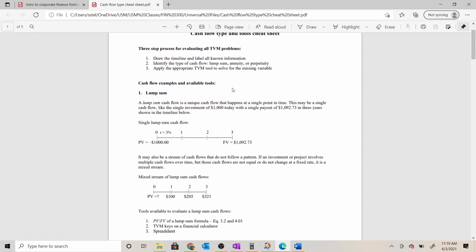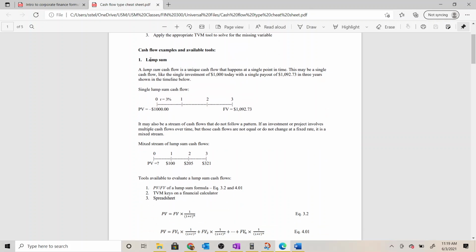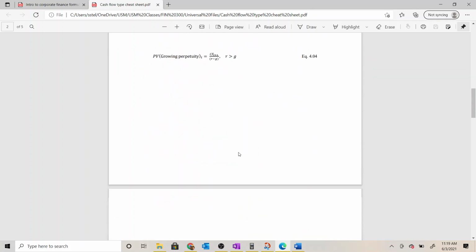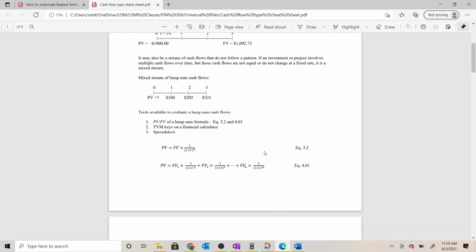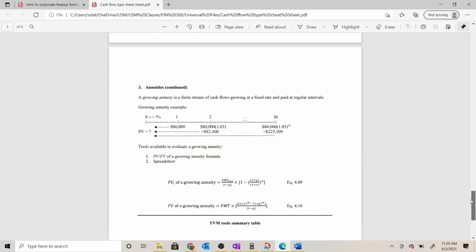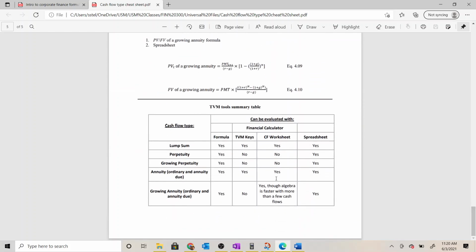Now, this cheat sheet has the three types of cash flows broken down. It starts with lump sums, and then we look at perpetuities, and then it looks at annuities. For each cash flow type, we see a timeline example of what that cash flow might look like on a timeline. And then we have a list of tools available to evaluate that particular type of cash flow. For the formulas, we'll see the formulas that you can apply to those particular cash flows if we're going that route. And if we look at the end of this document, we'll see all of that summarized in table form. We'll have the different types of cash flows along the left-hand side. And then we have the three tools available to us to solve these problems.